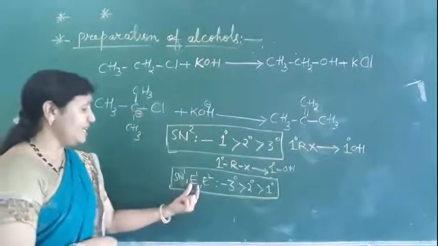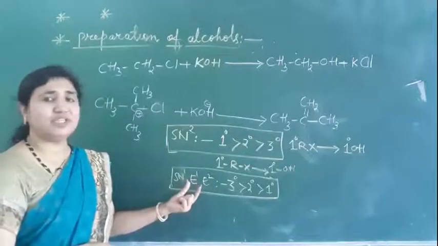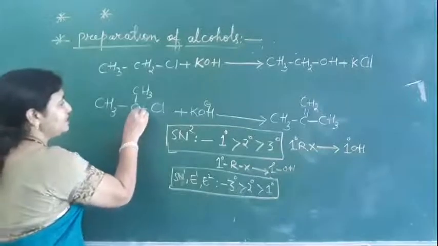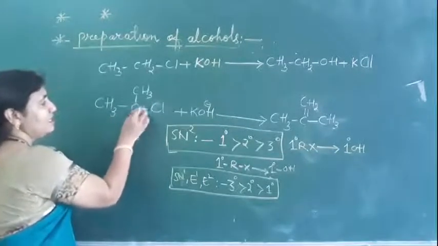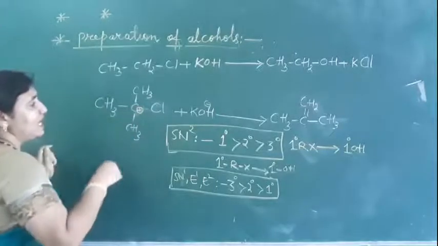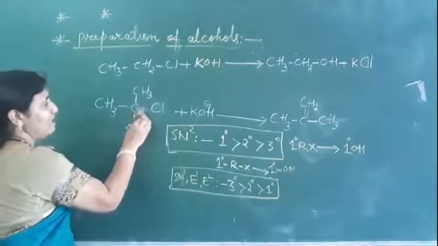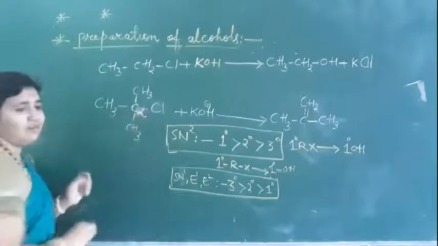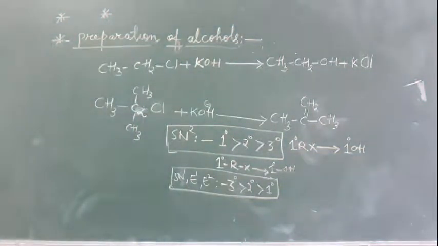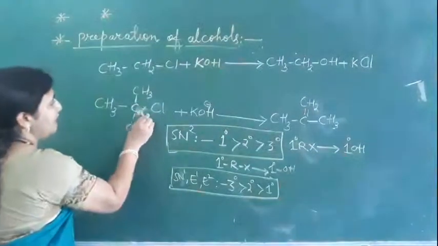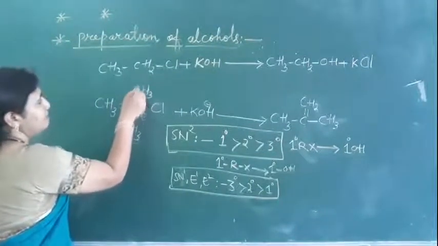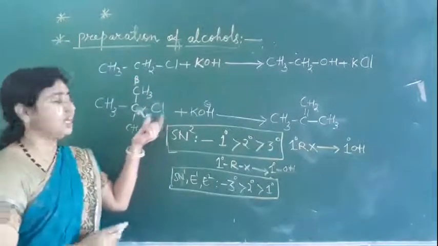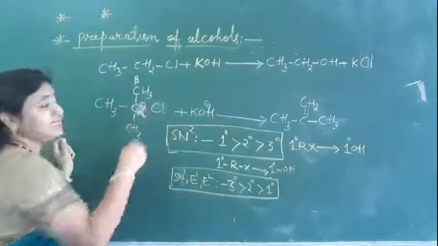Similarly for the E1 elimination reaction, how does elimination take place? In the E1 mechanism, first the Cl minus is removed, then formation of carbocation takes place. What is this carbon? The carbon to which the chlorine is attached is called the alpha carbon. And the next carbon, beside this carbon, is called the beta carbon. So in the first step the chlorine is removed, and we get a cation.